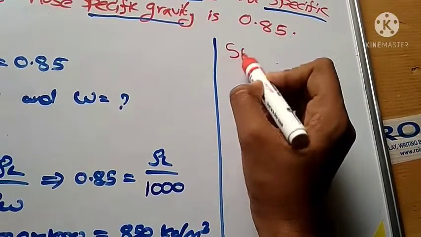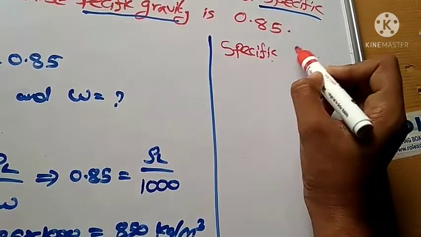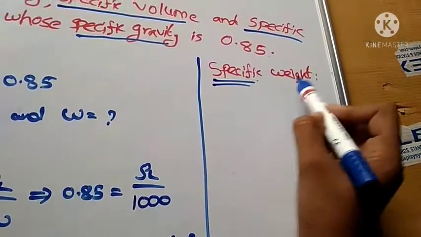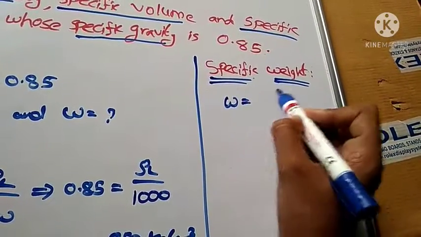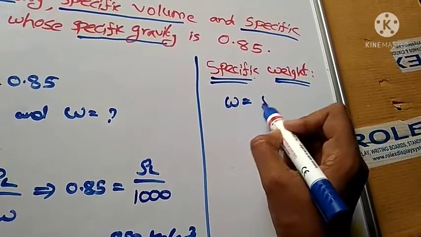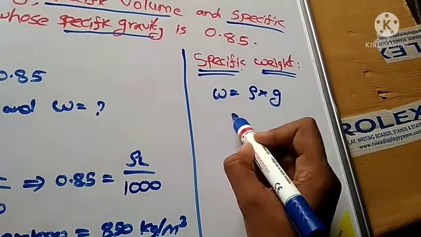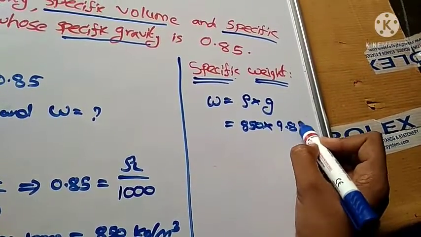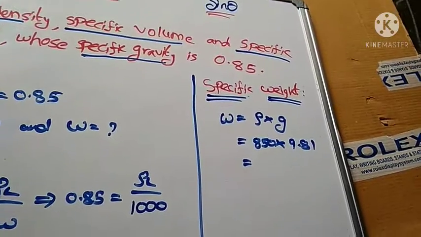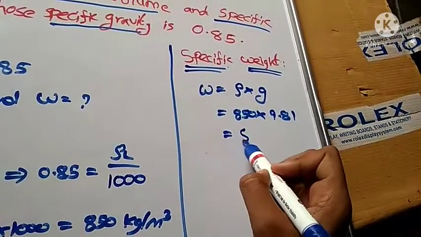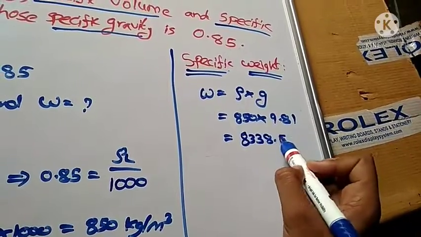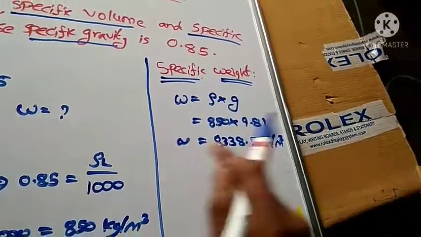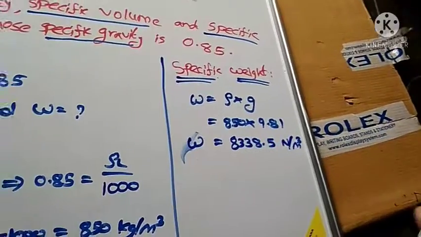And next one is specific weight. Here it is represented by the letter small w, and we know the formula for specific weight is density into gravitational constant. So here the density value, we know, is 850, and the g value is constant, that is 9.81. From our calculator, to find the value, 8.5 Newton per meter cube, that is the specific weight value. Okay.